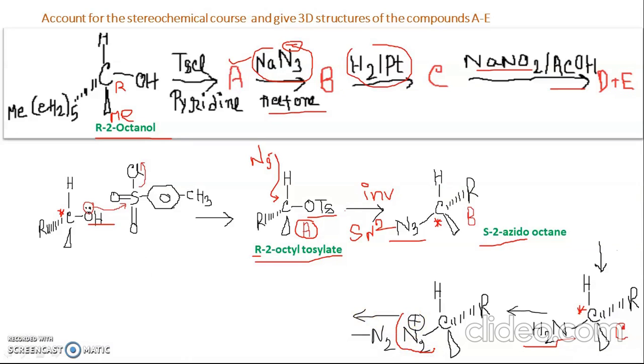N2 is a very good leaving group because as a molecule, nitrogen is very stable. So this group will be removed. And finally, see what is written, D plus E. So after this step, there are two products.